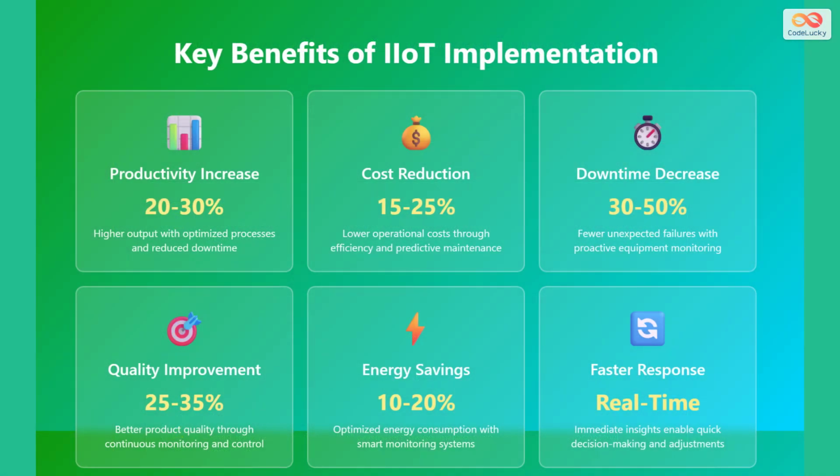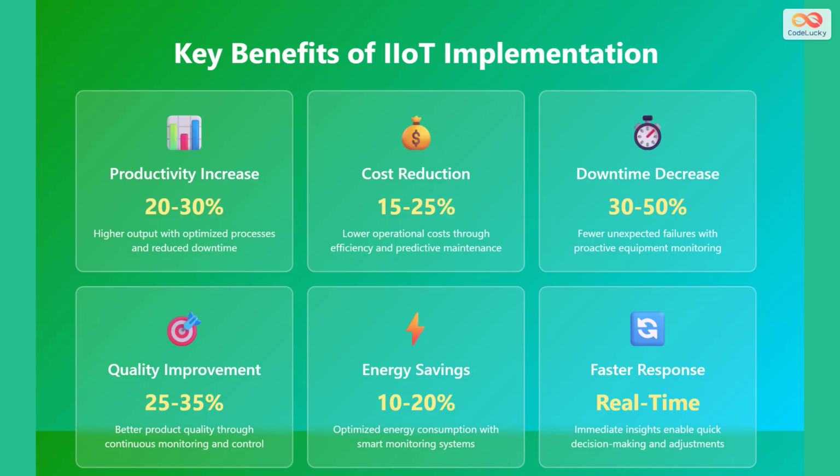The benefits of IIoT implementation are substantial and measurable. Organizations typically see productivity increases of 20 to 30% through higher output with optimized processes and reduced downtime. Cost reduction of 15 to 25% comes from lower operational costs through efficiency gains and predictive maintenance. Downtime decreases by 30 to 50% thanks to fewer unexpected failures with proactive equipment monitoring.